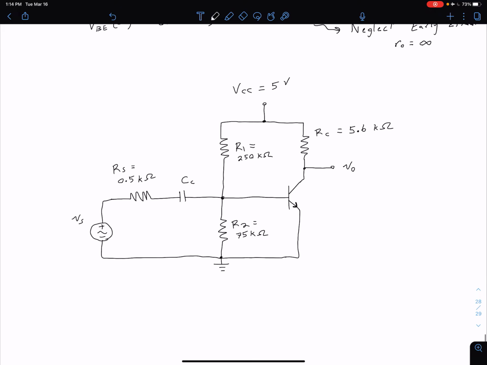So this is the same circuit we've looked at a couple videos back. The only difference is now we have values for our resistors as well as for our DC source VCC. Note right now we're considering the case of no emitter resistor.